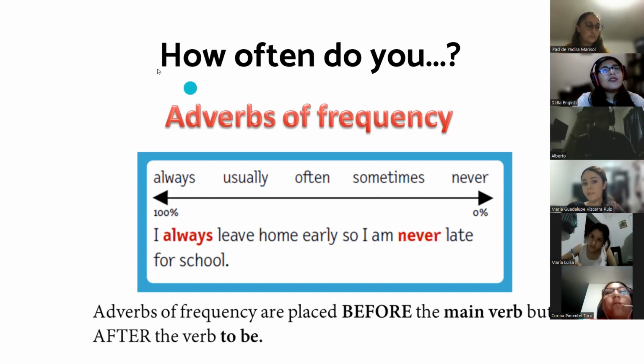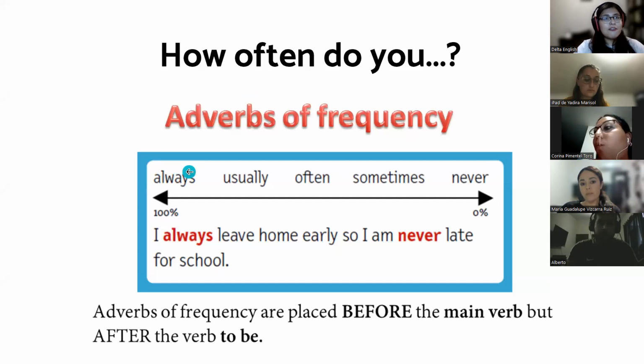So, the adverbs of frequency, from most often to least often, I'm going to start with always. Always means I'm going to do things 100% of the time. Always. Siempre. 100% del tiempo. Let's go ahead and practice. Always. Always. Yes.